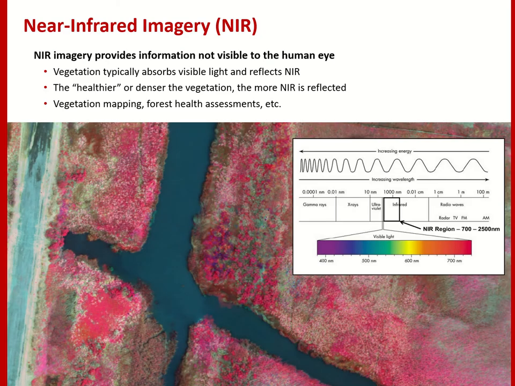Near-infrared imagery is another tool that CEI uses by having drones outfitted with a near-infrared camera. Near-infrared imagery provides information that is not visible to the human eye. It's outside the visible light spectrum. Vegetation typically absorbs visible light and reflects near-infrared. The healthier or denser the vegetation, the more near-infrared is reflected. Vegetation mapping, forest health assessments, and other ecology applications make good use of near-infrared imagery.